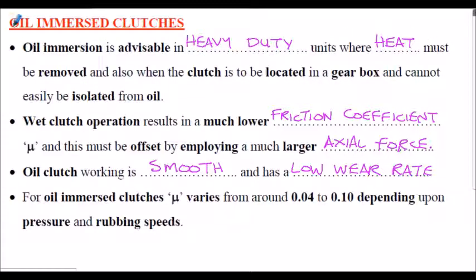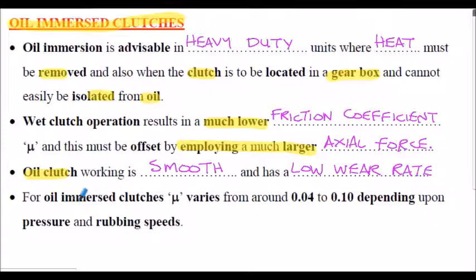But when we have oil immersed clutches, which we do have sometimes, they're normally used for heavy duty, where there's lots of heat to be removed. So when the clutch is located, say in the gearbox, it cannot always easily be isolated from the oil, so it has to run wet. But obviously the friction coefficient is much lower than when it's a dry consideration. So we have to have larger axial forces employed. You employ larger forces to push the plates together, so that increases the friction. We find that oil clutches are smooth working and they have fairly low wear rates. That's a benefit of them.